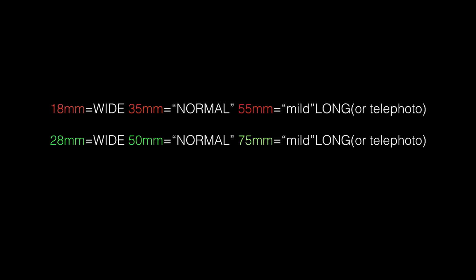35 millimeters is considered the normal focal length, which means it's about the same as you would see if you peeked over the camera with one eye open. 55 millimeters is sort of approaching longer telephoto ranges, while 18 millimeters will give you a wide angle of view to get big groups into your picture or a large interior space. If you're using a full frame camera, then the close equivalents to these focal lengths would be 28 as wide, 50 as normal, and 75 as long. And the reason for that difference is not really important right now.